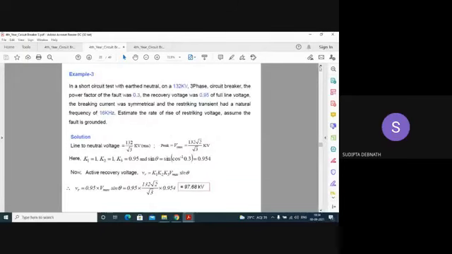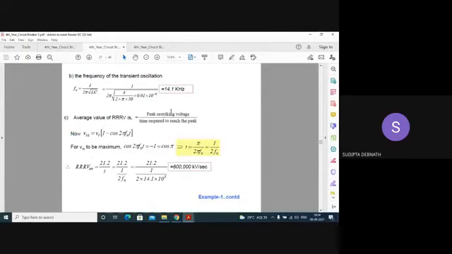So this problem, you solve this problem, you remember this formula. Average value of rate of rise of restriking voltage is the peak restriking voltage divided by the time required to reach the peak value. Here you cannot use any form factor or peak factor formula for sinusoidal, because it is not really sinusoidal. So you have to use this equation.